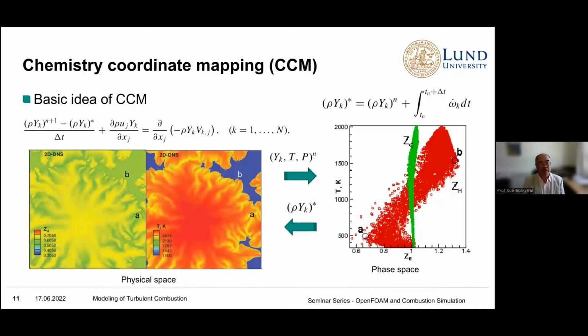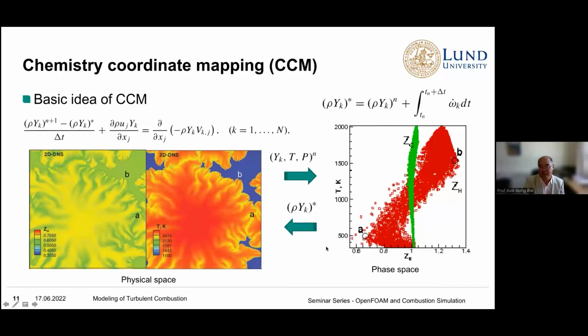In CCM, the integration, like I said before, is done in phase space. For example, here we have many points that share very similar thermodynamic variables. If we have the same species Y_k, T, P, then the chemical reaction does not really know the flow. It just reacts. So one can integrate this reaction in phase space like this, get the results, and go back. Then the convection, diffusion, or differential diffusion are all taken into account in these steps.